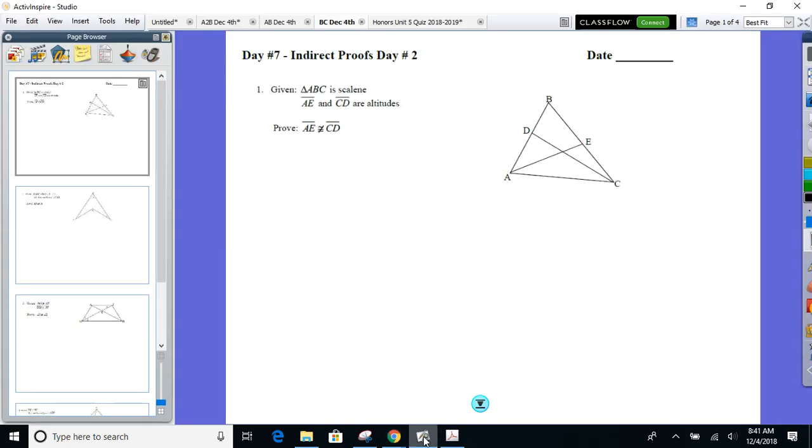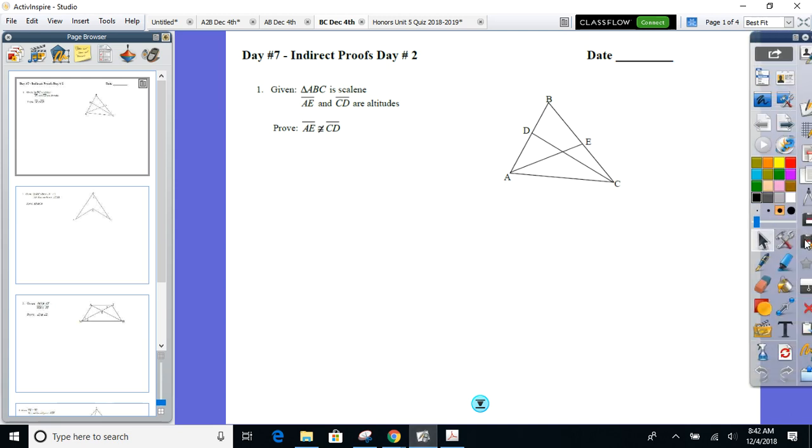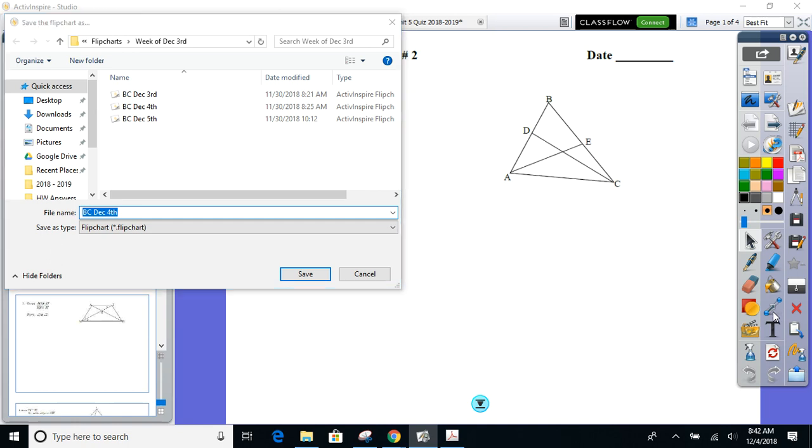Go ahead, set number one up right now. You guys can do your assumption, your given, and then we'll talk about, all right, what the heck are we going to contradict and how the heck are we going to do it?